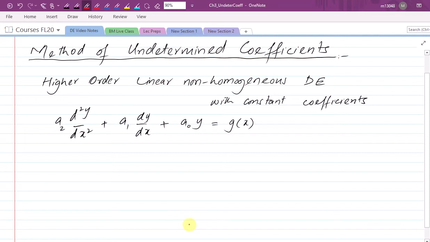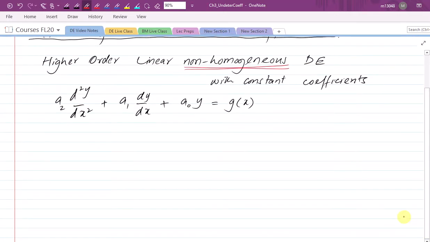Our today's topic is method of undetermined coefficients. We are going to solve higher order linear non-homogeneous differential equations with constant coefficients. Last time we did almost the same with the difference that we did homogeneous. In the homogeneous case we have a 0 on the right hand side, and in the non-homogeneous case we have a g of x on the right hand side, which is a function of x, non-zero. It can be a constant, of course.